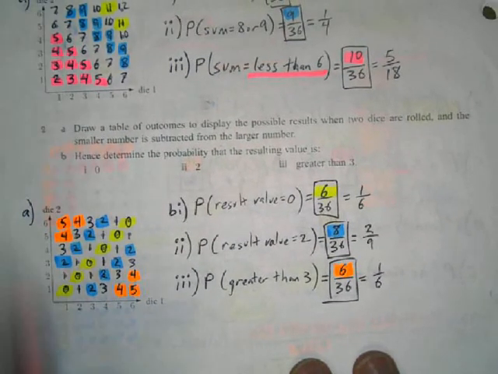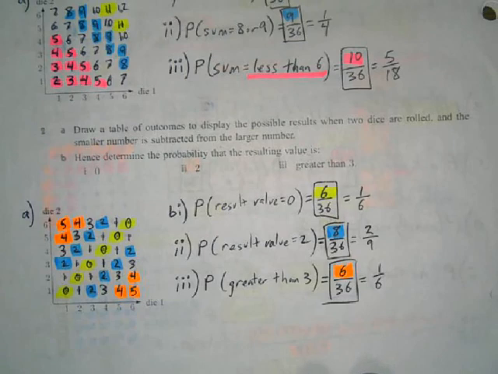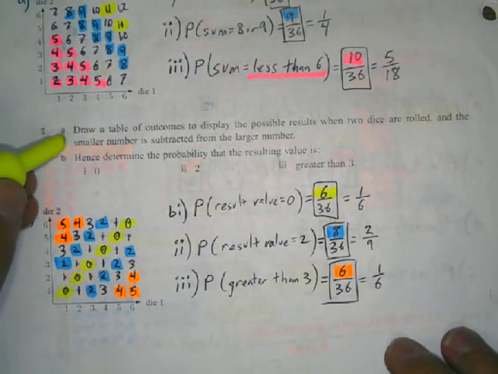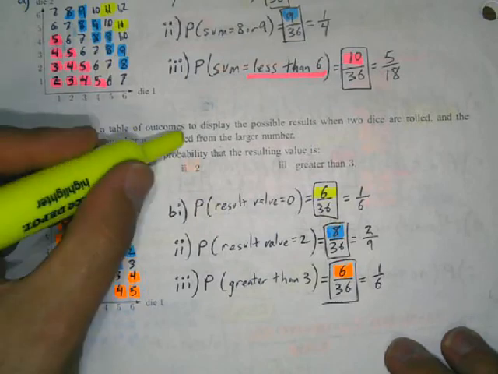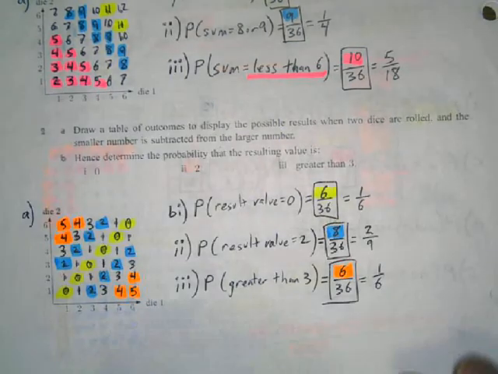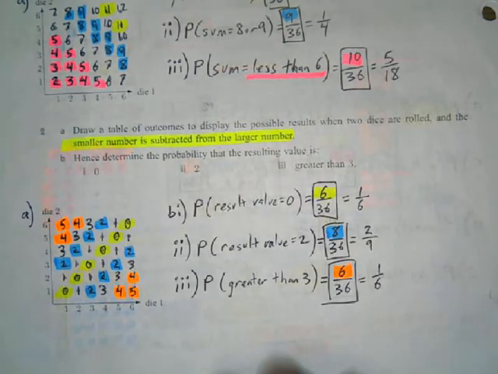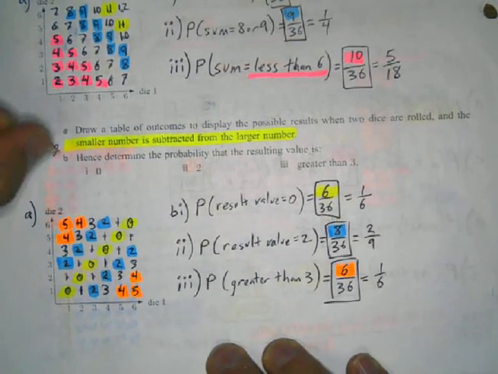Okay, question 2. Now this one's a little different. This one says we're drawing the table, and the smaller number is subtracted from the larger number. So this is a little different. So this is subtraction.